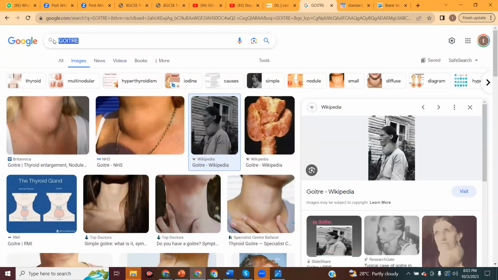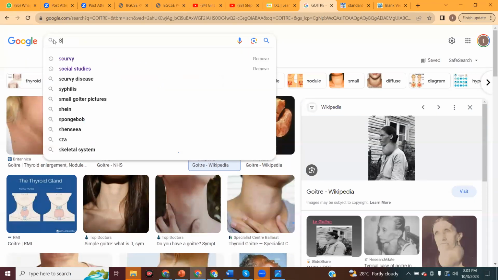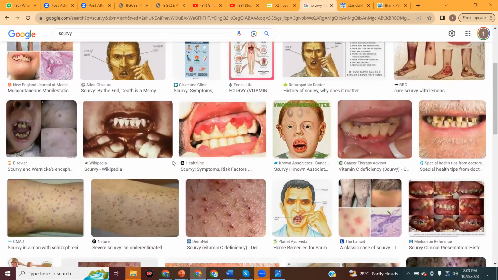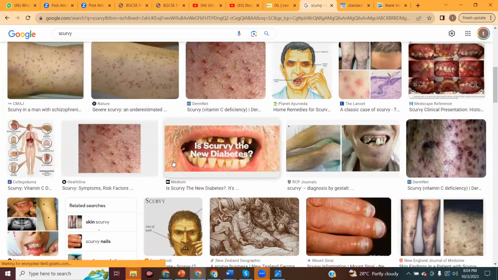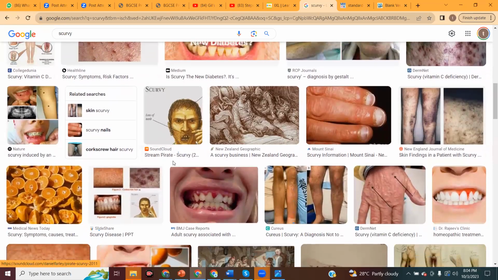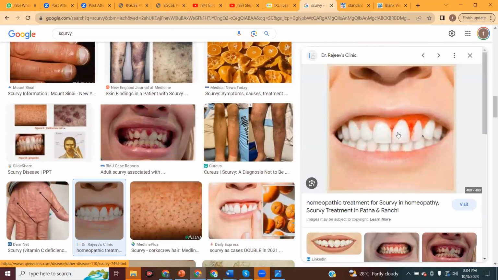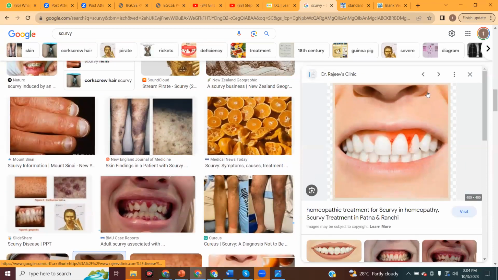Okay. Now the last one that we looked at was scurvy. What are you missing when you have scurvy? Vitamin C. And when you have scurvy, what happens to your teeth? It causes your gums to bleed. Your gums begin to get sore and they start to swell. Very good. So you have bleeding gums.